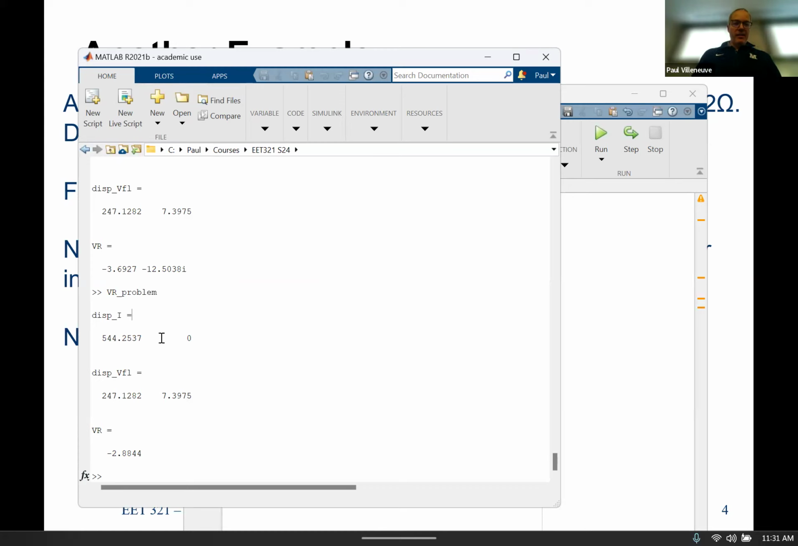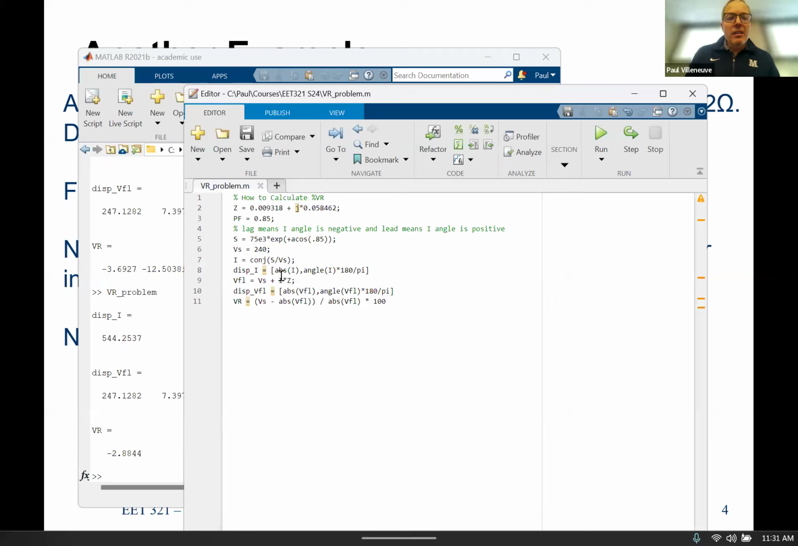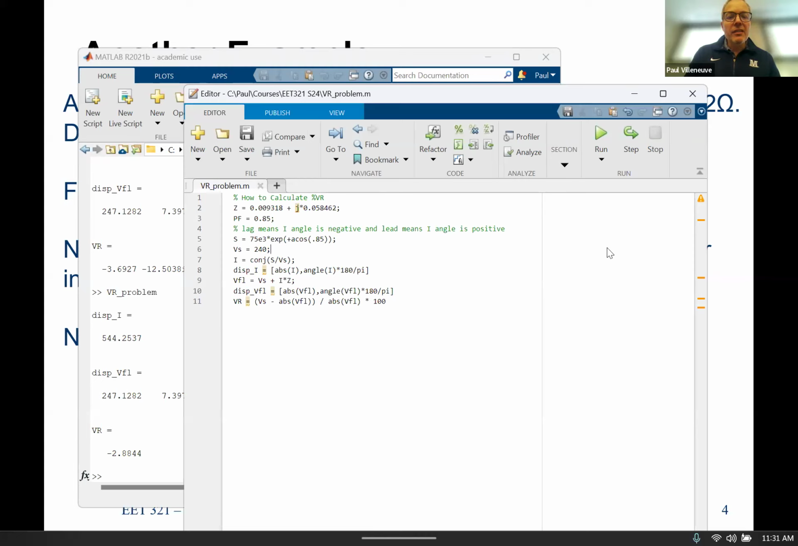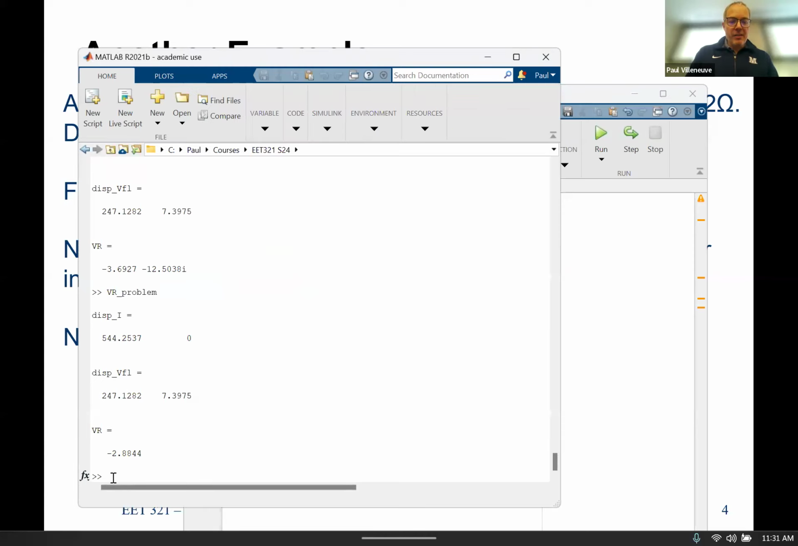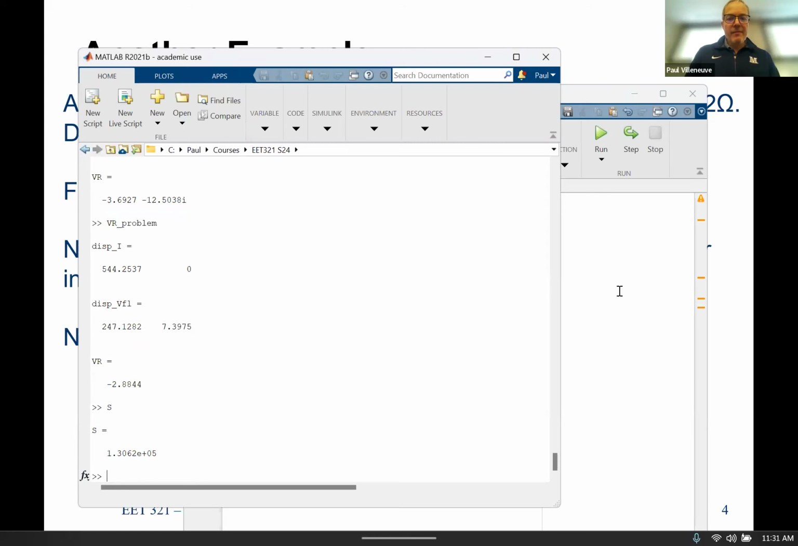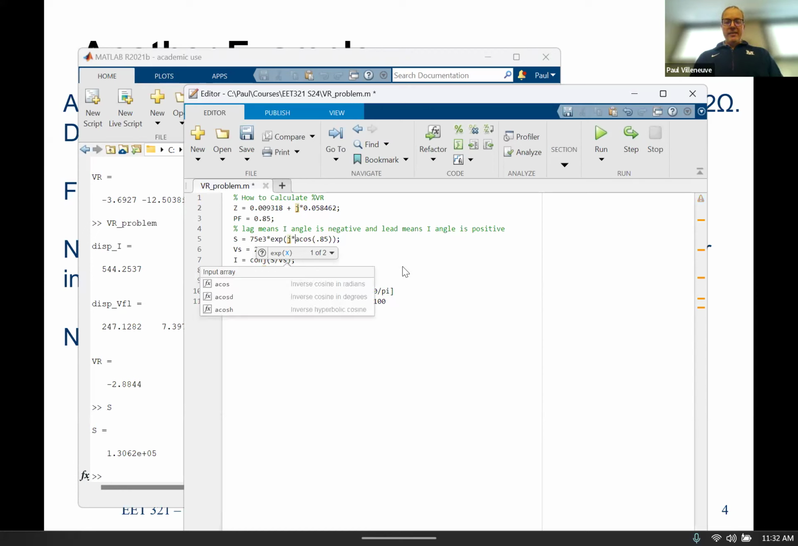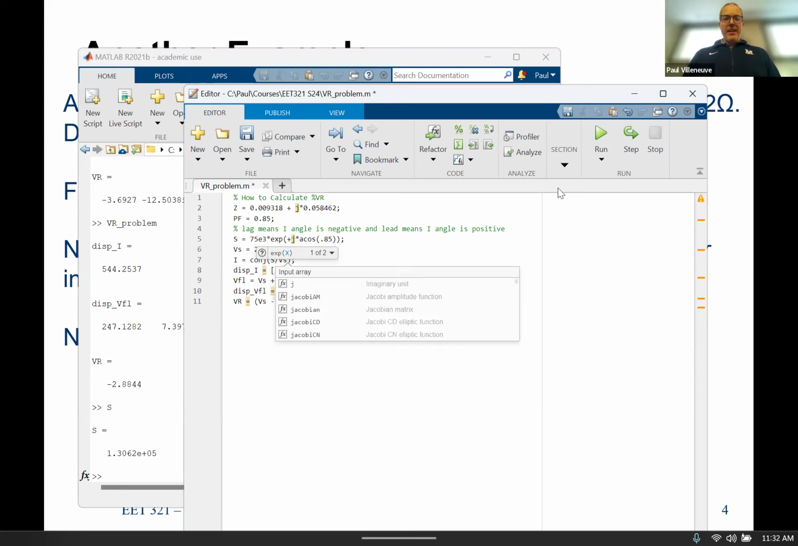So my current, whoops. Why is the current way off? The current says 554 at an angle of 0. Let me look at S real quick. Oh, anybody know what mistake I made here? I've got to use Euler's identity, so I have to multiply that by j, right? So I forgot that there.